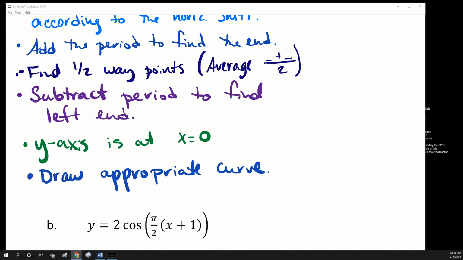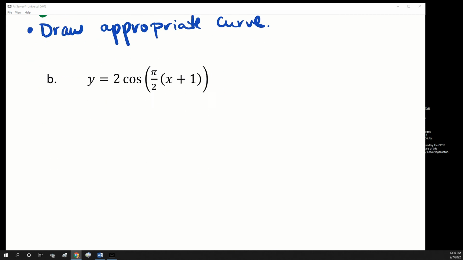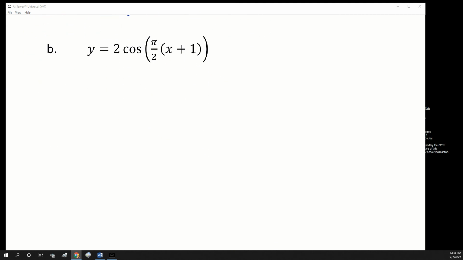Okay, so now let's talk about cosine. So B, this is the cosine curve we're going to graph. So you guys go ahead and tell me the amplitude, the period, and then because I have addition inside the parentheses, I do have a horizontal shift or a phase shift.